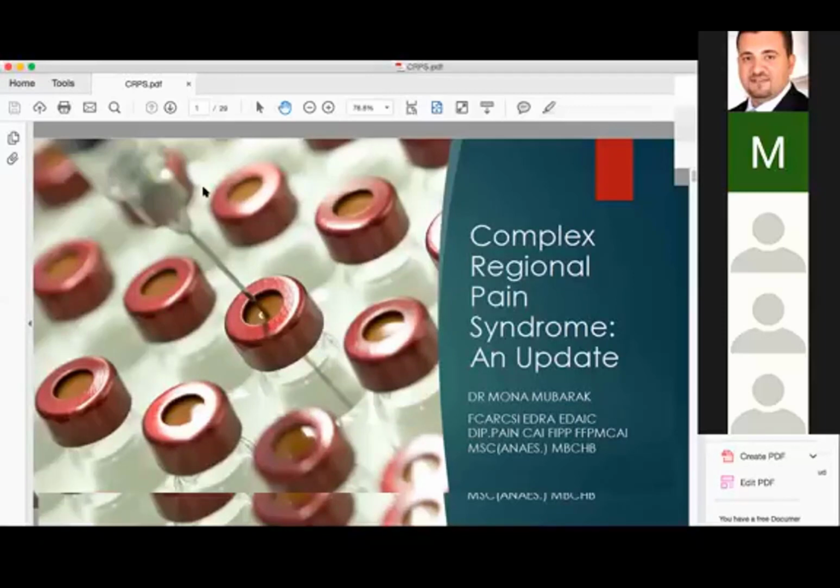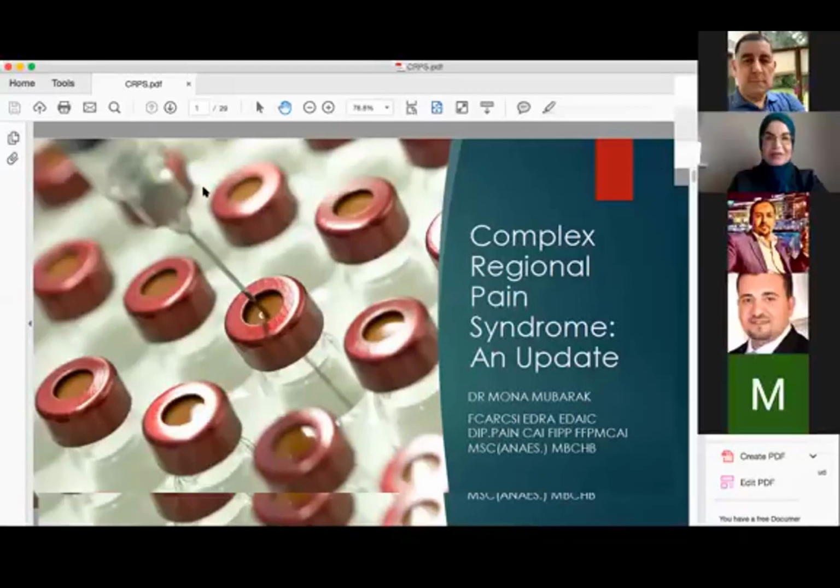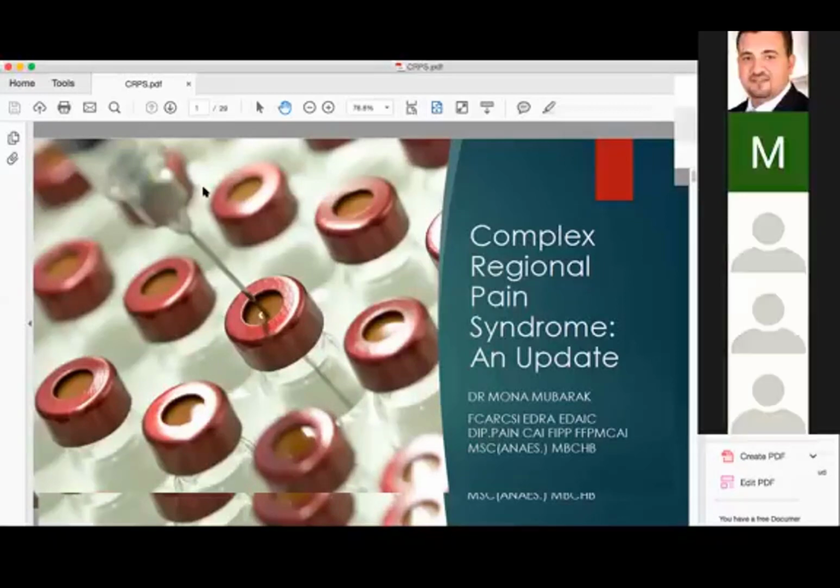It is not in a specific territory or dermatome. This is one of the criteria that you will actually find. You will see the patient and wonder what is going on. Once this flag is raised in your head, you need to think about complex regional pain syndrome. It is not in a specific territory, and it shows variable progression over time as well.